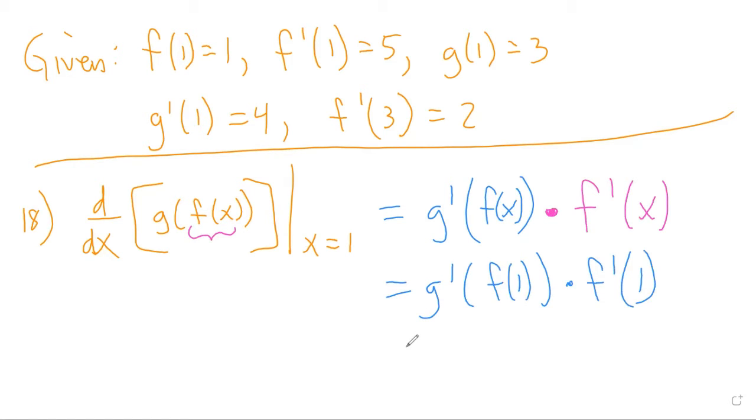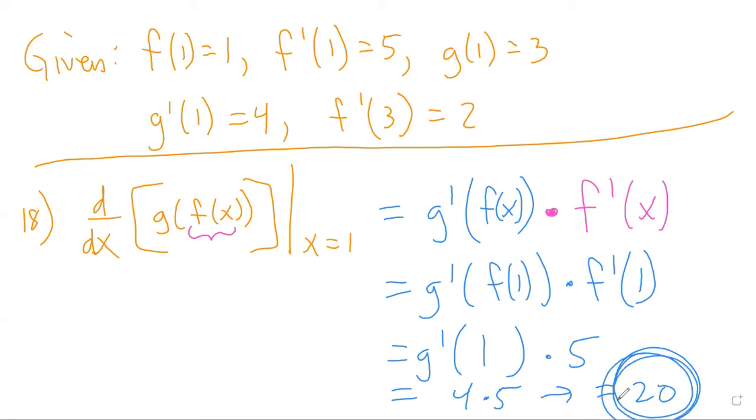So this becomes g prime of, well, how much is f of 1? f of 1 is given to be 1, times, and then what's f prime of 1? f prime of 1 is 5. And now how much is g prime of 1? Well, that's going to be 4. So you see how this plays out? We have 5 times 4, and so our answer is just going to be this much right here.